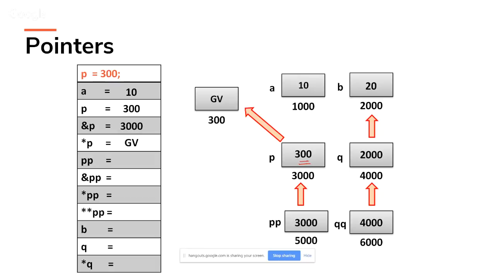Good. PP, the value stored in PP is 3000. Good. Address of PP is 5000. Star PP, the value stored in the address 3000 is 300. Double star PP, so PP holds the value 3000. If I give one star to PP, it will go to this value 300. If I give one more star to this, I will go for the garbage value. So what is the value of the variable B? It's 20. Q is 2000. Star Q, it's again 20. Good.